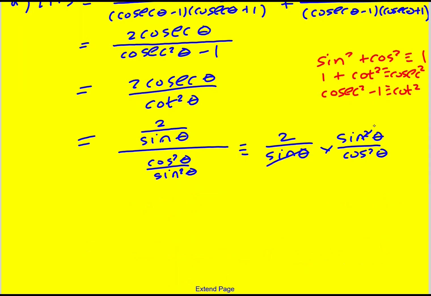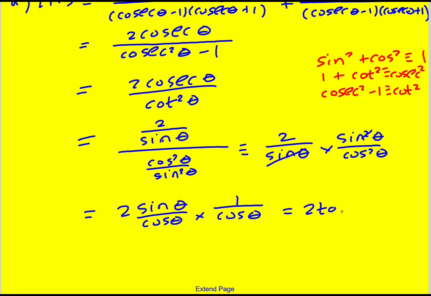These are actually going to cancel partially, leaving me 2 sine theta over cos theta multiplied by 1 over cos theta. I've just separated it into these different fractions because, remember, I'm trying to get to tan theta sec theta, which I now have. This is the right-hand side. Proof complete.